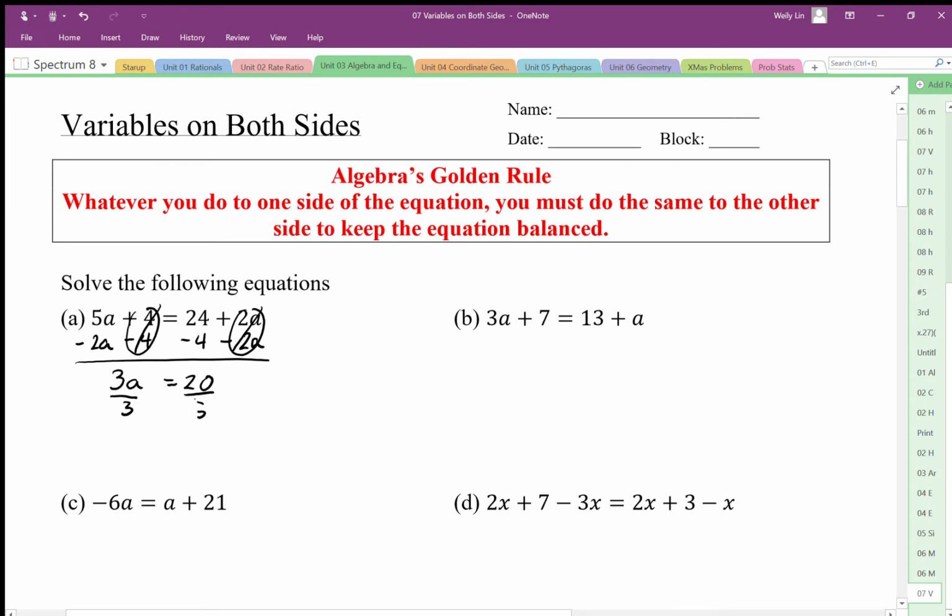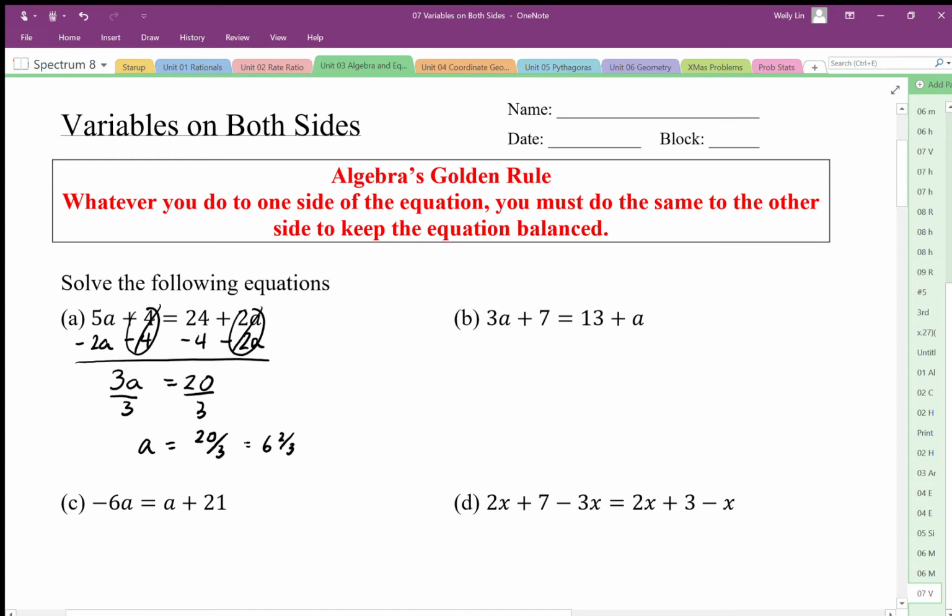So same thing again, I need to see the opposite operation. So divide, and we end up with a equals 20 over 3. Okay, you can change that to an improper fraction, or sorry, a mixed number if you like. Okay, that's 6 2/3. Okay, but I prefer you leave it as an improper fraction.